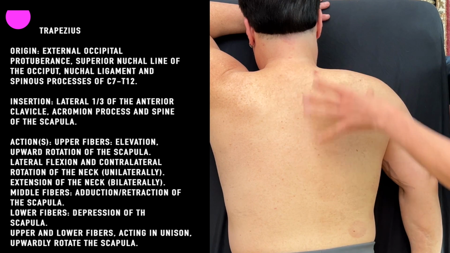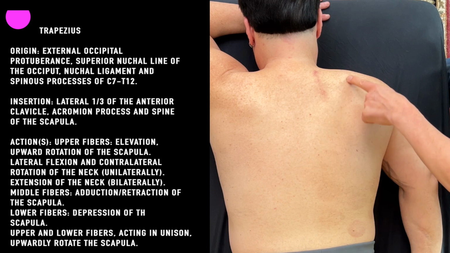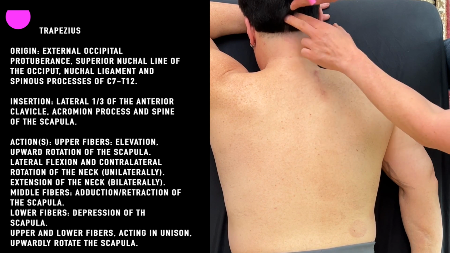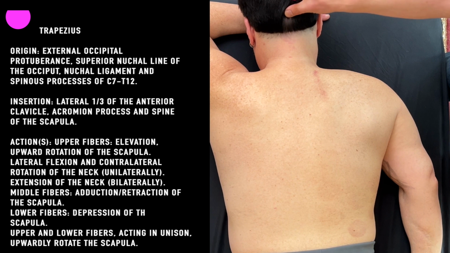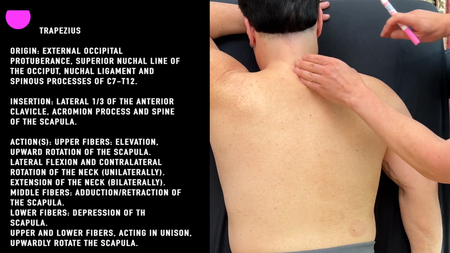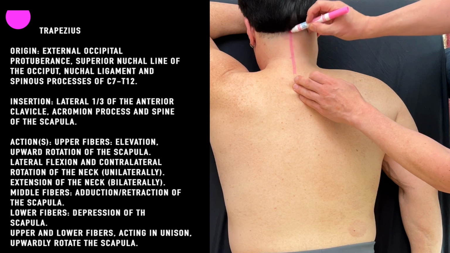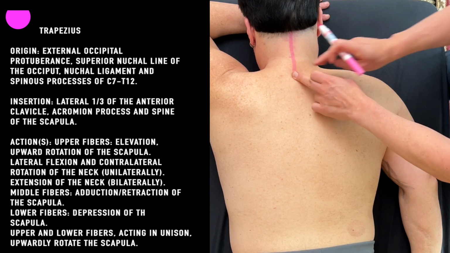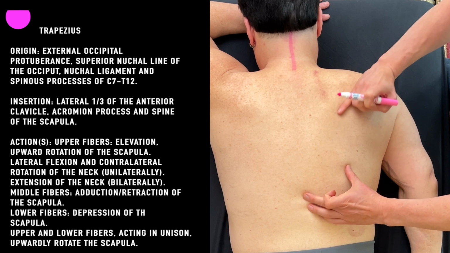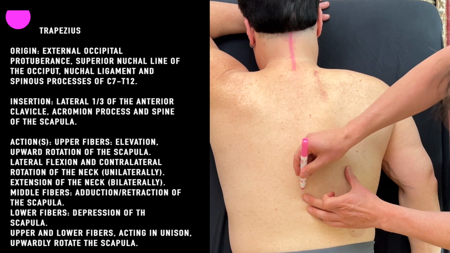Okay, next up we have trapezius. Trapezius is one of the largest muscles on the back, and it's fairly easy to see the outline of it. It's going to start from the external occipital protuberance, which is right there at the base of the occiput. It's going to attach all the way down the nuchal ligament to C7, and then from the spinous processes of C7 down to T12, which is about right there. I can actually see the line of it, which has taken me down to it.